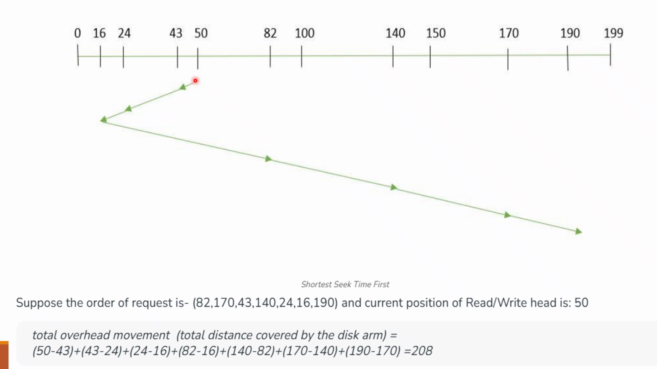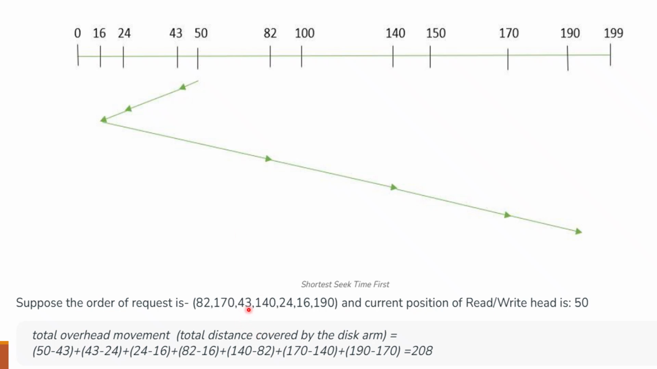So what is the concept here? We are going to select the request that is very closest to the current disk position. So the current disk position is 50. The next closest value to 50 is 43, so the disk arm will move to 43.